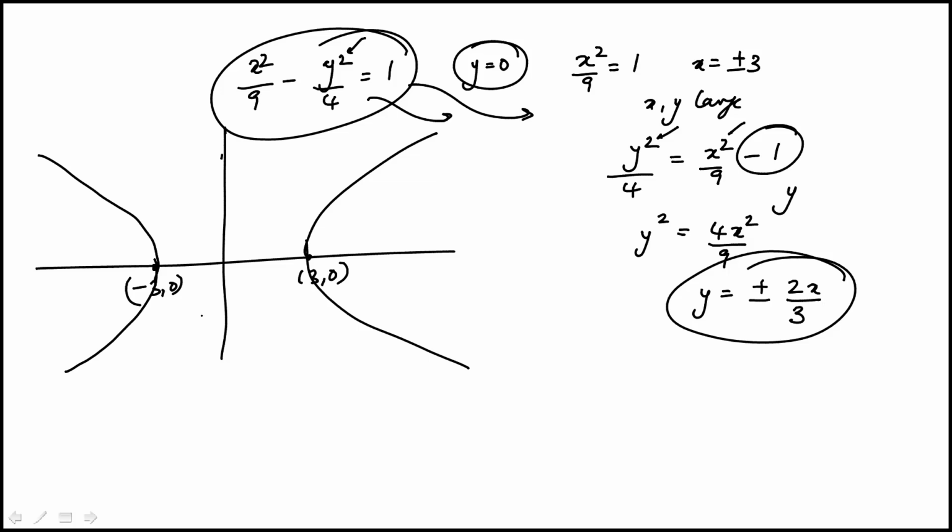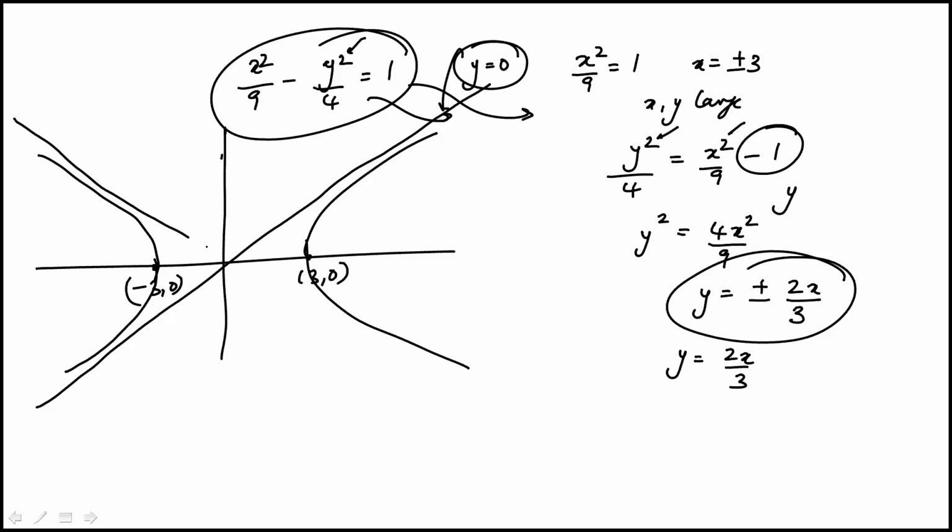And so if we draw this, y equal to just the positive one would look something like that. So that's one asymptote. And the other is y equal to minus 2x over 3. So what we need to do, from the answer choices, is to find a hyperbola that has the same asymptotes.